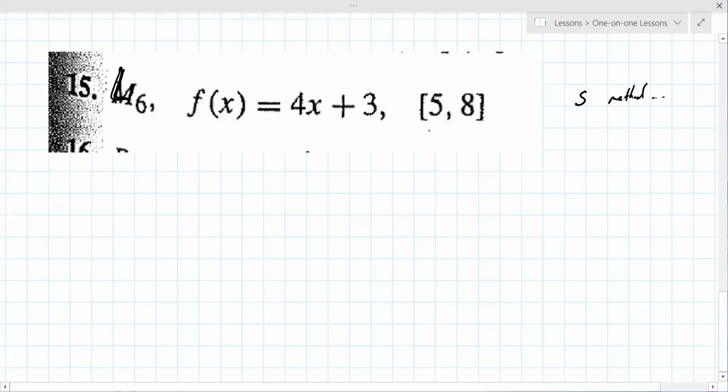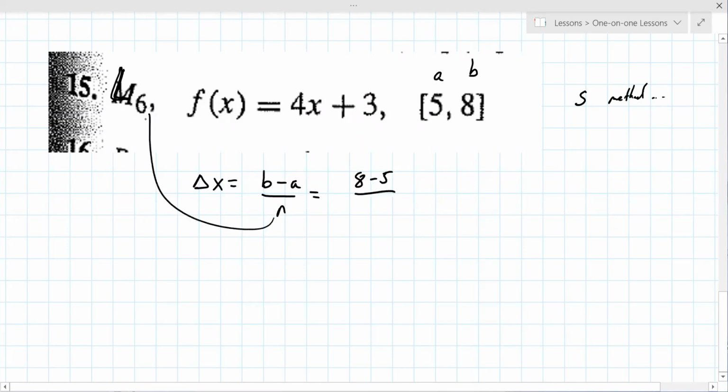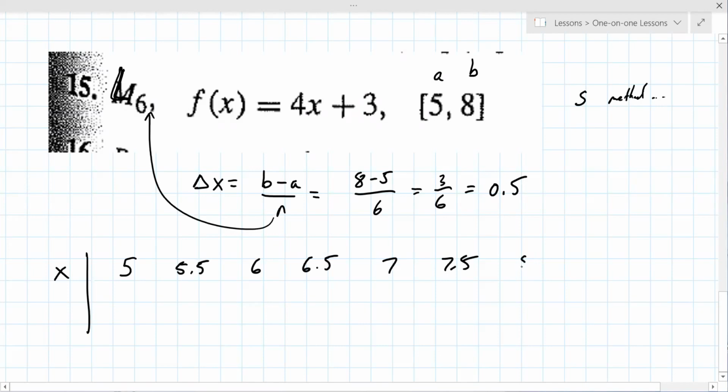For a left sum on this, you have to first compute delta x. Delta x is b minus a over n. 5 is a, 8 is b, so it's 8 minus 5 over n. N is this number here, 6. So this gives you 3 over 6, which is 1/2 or 0.5. Then I write all the x values out, kind of like making a table. There's 5, because you always start at a. And then you add: 5.5, 6, 6.5, 7, 7.5, 8.